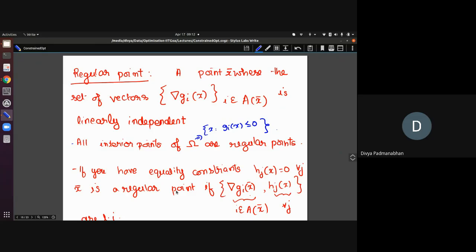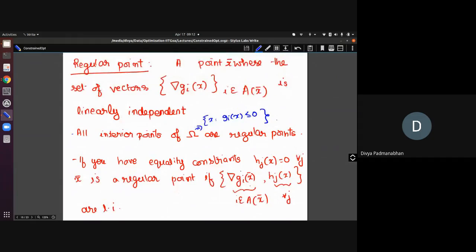It's fine. Okay, cool. So now, additionally, if you have some equality constraints, you remember that the set of active constraints then includes all these constraints h_j, which are equal to 0.